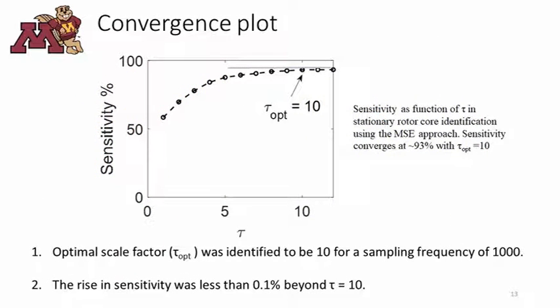Further, to identify the optimal scale factor, we obtained the sensitivity of rotor cores identified at different scale factors from 1 to 12 as shown here. We observed that beyond a scale factor of 10, the sensitivity of the rotor core identification did not significantly increase. Therefore, at a sampling frequency of 1000 Hz, we identified the optimal tau to be 10.